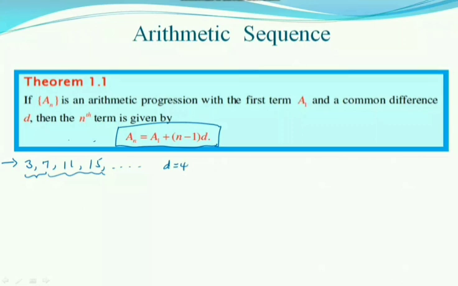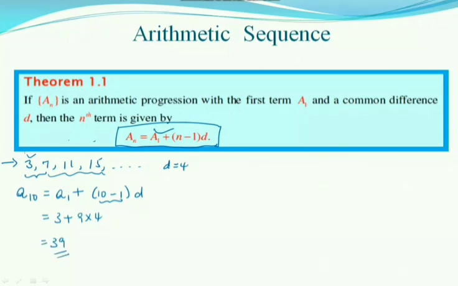In some cases, if you are asked for the 10th term or the 12th term, you don't need to list out all the terms. For example, if I want to calculate the 10th term, I use this formula. The 10th term will be the first term plus n, which is 10, minus 1 times the common difference. The first term is 3, so 3 plus 10 minus 1, which is 9, times the common difference 4. So this will be 39.